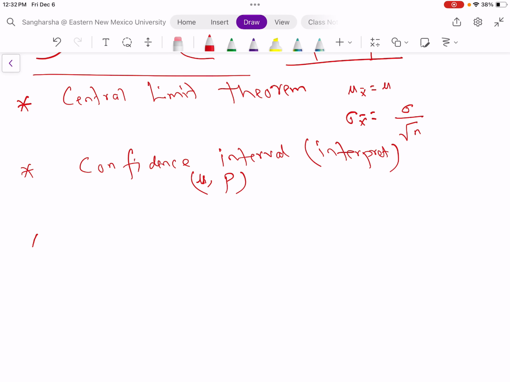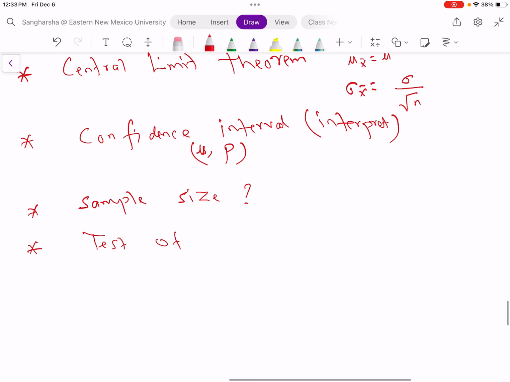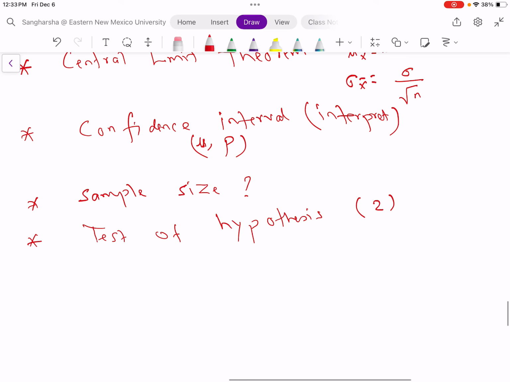The next type is you will be asked to find sample size. There are just two formulas to find the sample size. Make sure you know how to find the sample size. The next one, test of hypothesis. And I think you have at least a minimum of two questions from test of hypothesis.